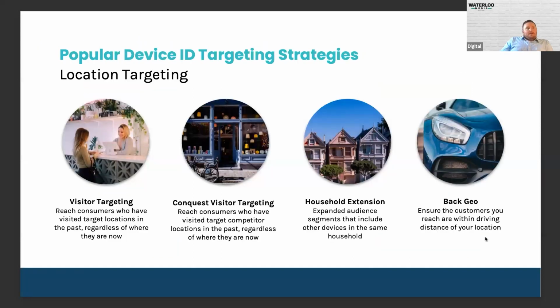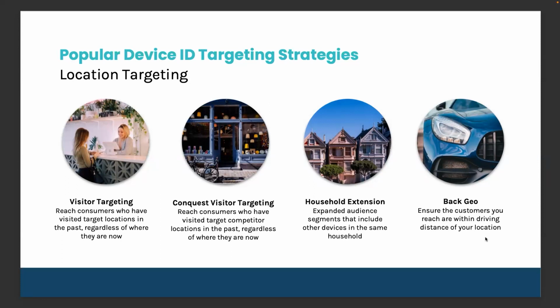So there are some popular targeting strategies here. I'll let Brandon introduce the first few, and we'll dive into some other options as well, which is pretty cool. Yeah, so there's visitor targeting. We can reach people who have visited target locations in the past, regardless of where they are now. As I mentioned with device ID, we're reaching people that have visited key points of interest.